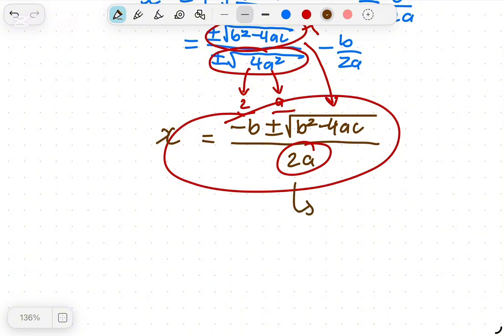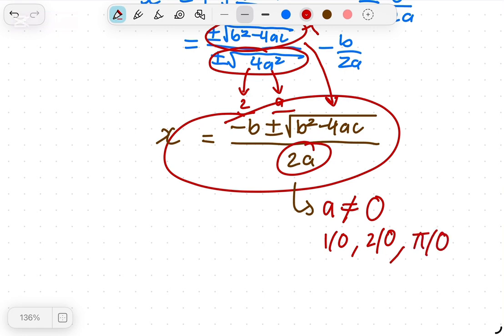The only caveat is that a cannot equal 0. Why? Because you cannot take anything divided by 0. You cannot take 1 divided by 0. You cannot take 2 divided by 0. You cannot take pi divided by 0. Anything divided by 0 is undefined. And see, the denominator is 2a. Which means if a is 0, the denominator will be 0. And that's why it cannot work.